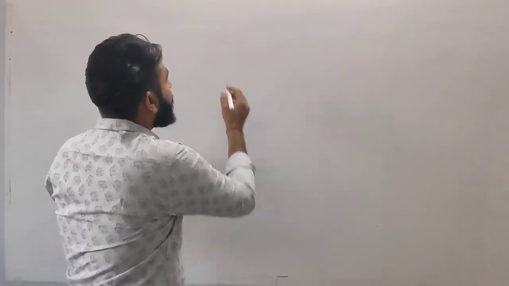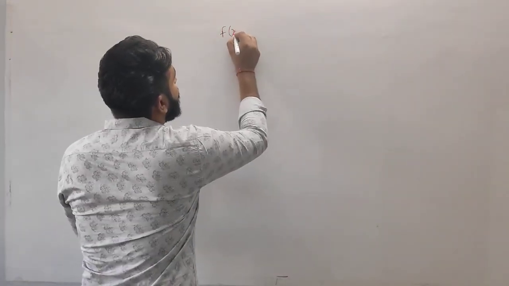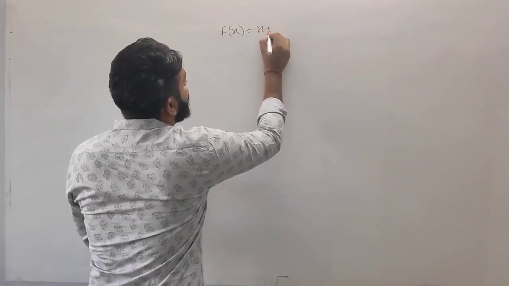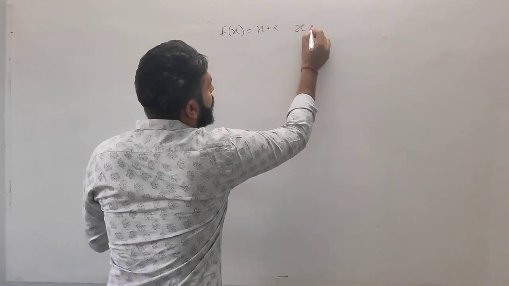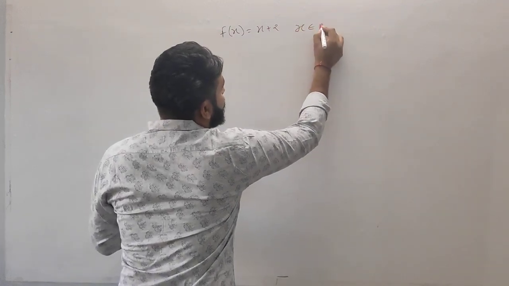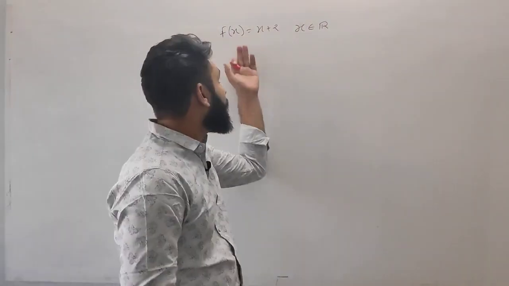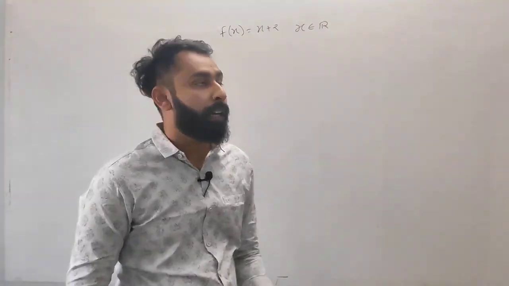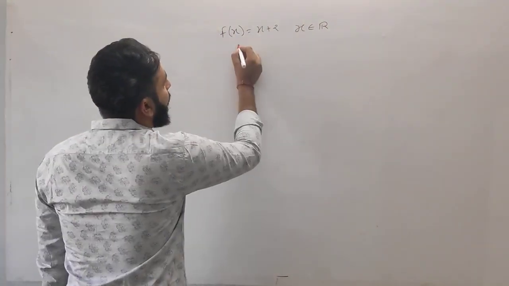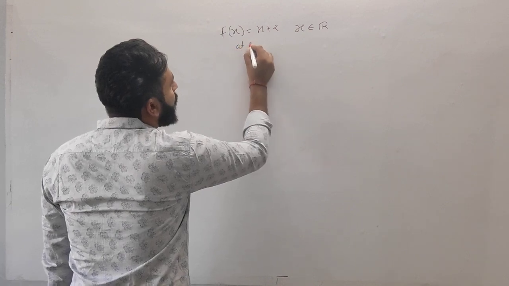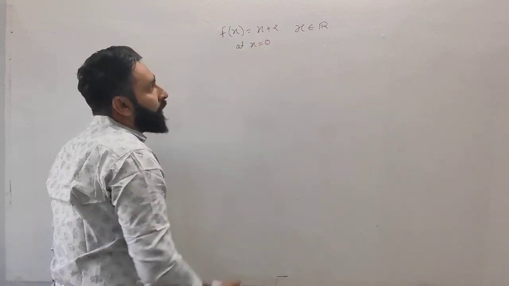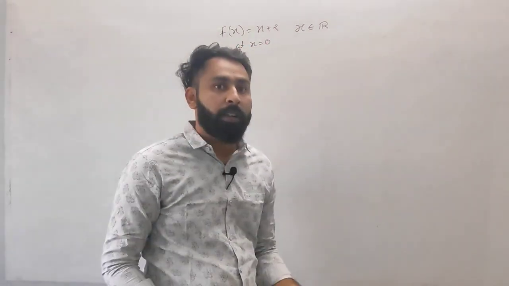So first we take the function f of x is equal to x plus 2, x belongs to R. We take a simple linear function, f of x is equal to x plus 2, x belongs to R. We check the limit at x is equal to 0. Does the limit exist or not?